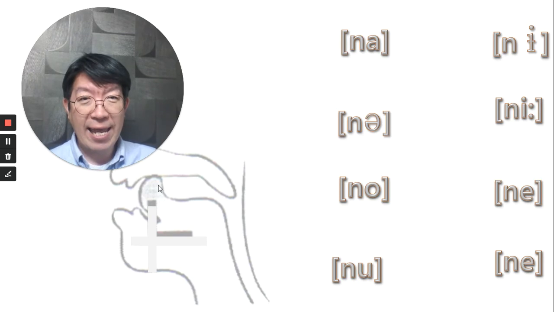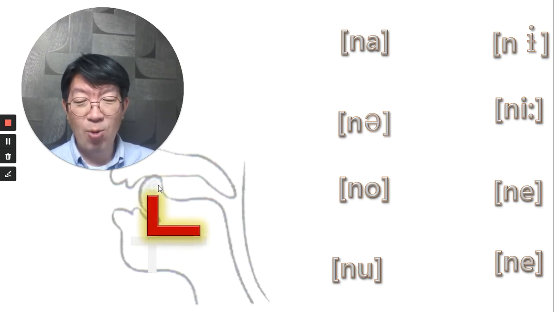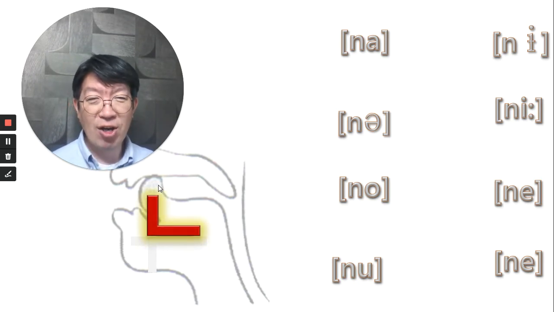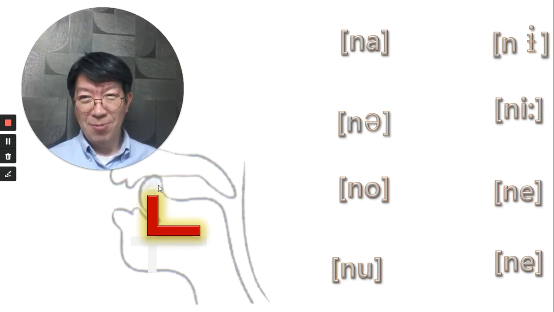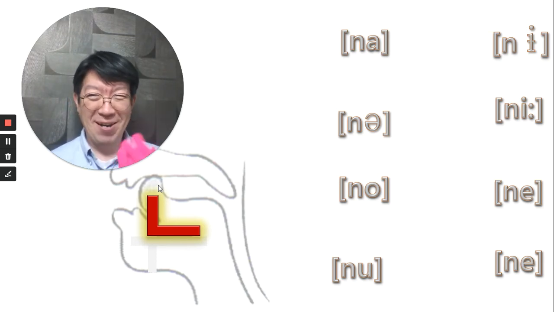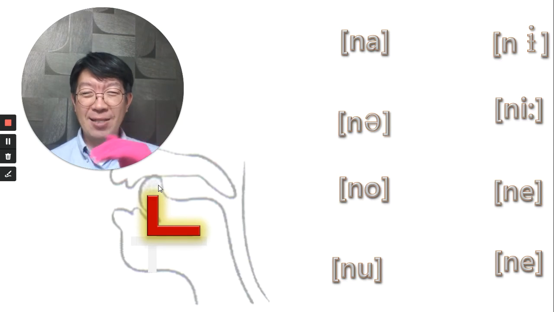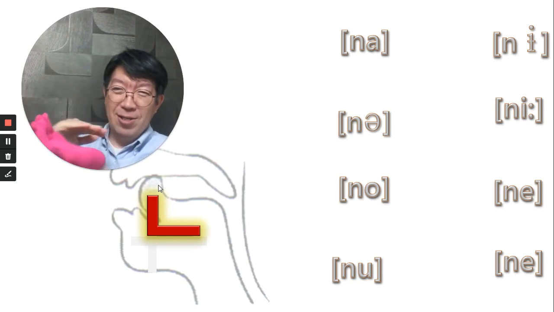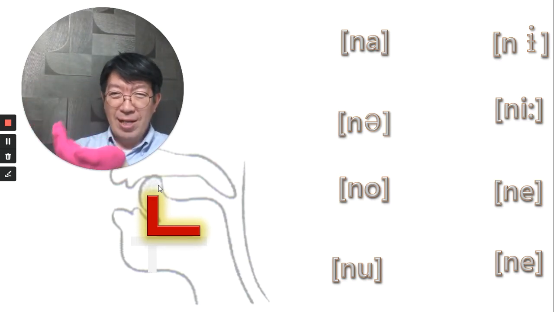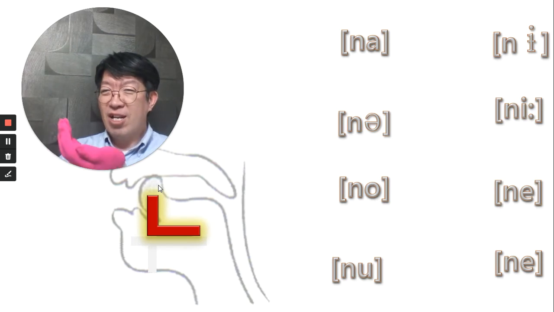So this is N. When you pronounce N, the shape of your tongue is like this. Okay, under this camera, I'm putting on my gloves. I'm preparing. Look at this. Maybe I need to hold it this way. So this is the shape of your tongue. N, N, N. No.